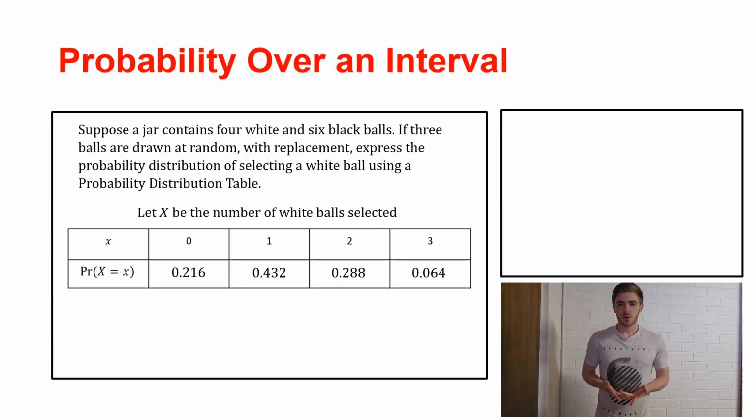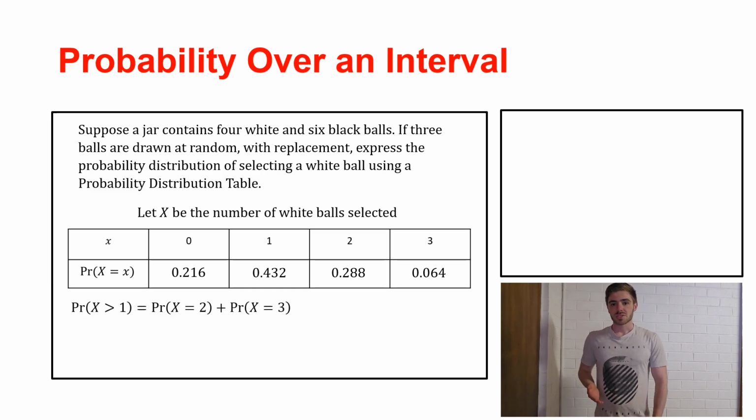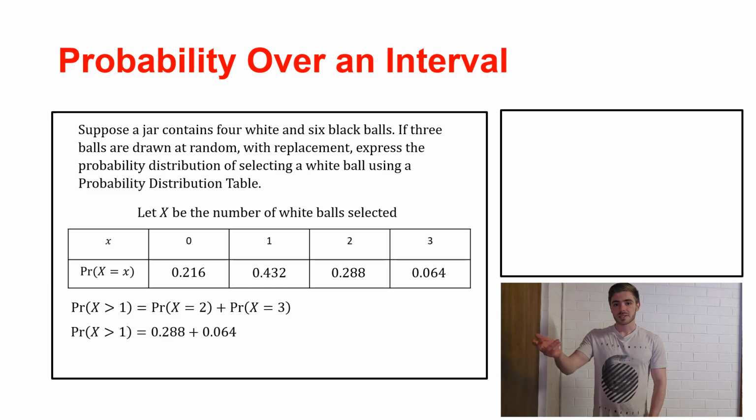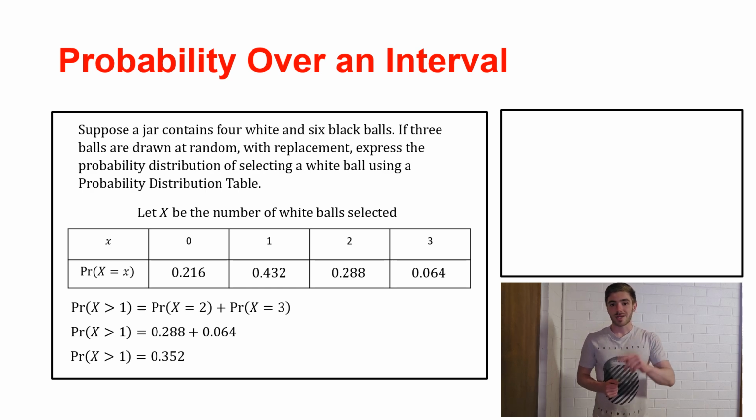Alright, well, what if I want to find the probability over an interval? Well, the good news is we don't do a whole lot differently. All we're going to do is just add up all the probabilities that belong to that interval. So for example, if I want to find the probability that x is greater than 1, I'm just going to add x equals 2 to x equals 3. Notice that I've excluded x equals 1 from that. This is because the inequality was not an inclusive inequality. It was greater than, not greater than or equal to.